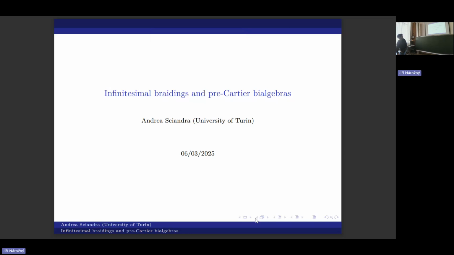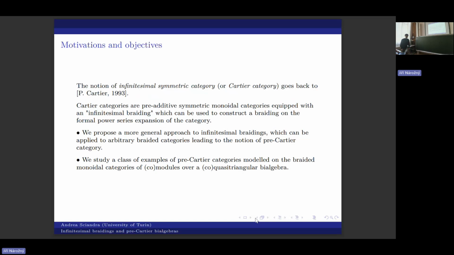So I first start with some motivations. The notion of infinitesimal symmetric category, or Cartier category, goes back to a paper of Cartier, in fact, of 1993. These categories are pre-additive, symmetric monoidal, equipped with an infinitesimal braiding that can be used to construct a braiding on the formal power series expansion of the starting category. We will see this better later.